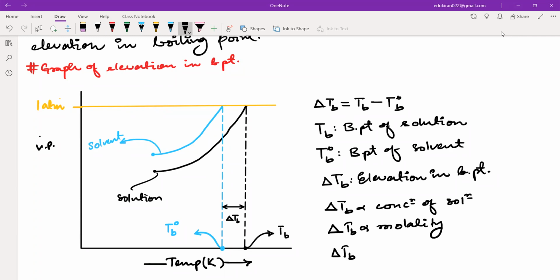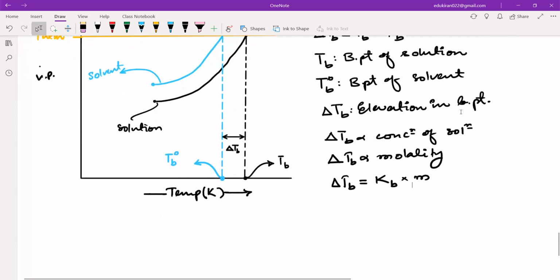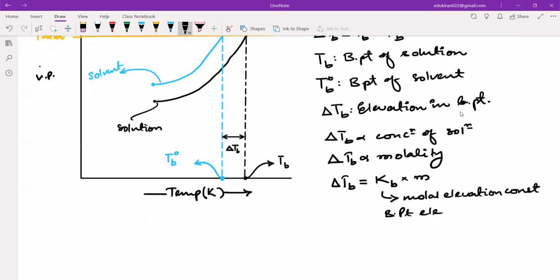And here delta TB, if I remove this proportionality sign, will be equal to a constant written as Kb into small m. Now what is Kb? Kb has a few names. It is known as molar elevation constant. It is also known as boiling point elevation constant. It has also another name, that is ebullioscopic constant.